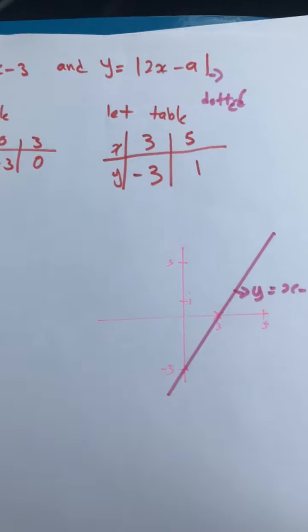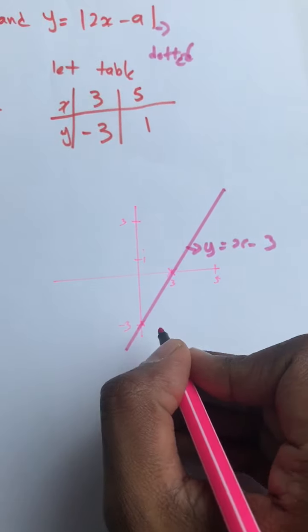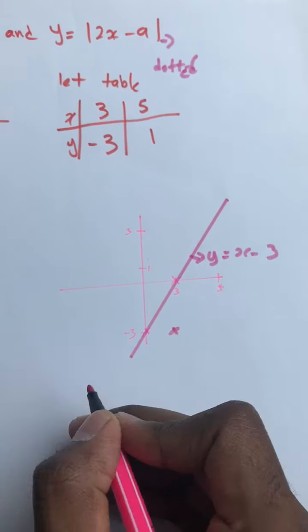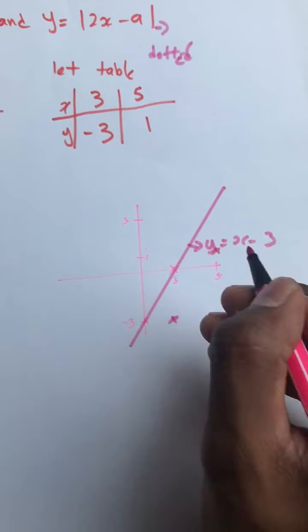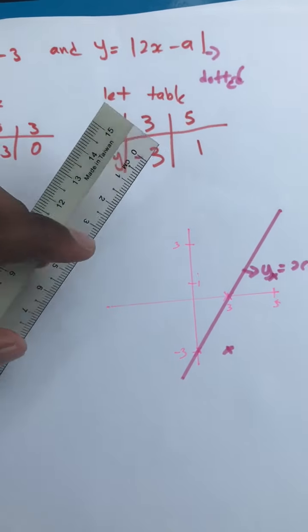When my x is 3, my y is -3, so I can expect my point somewhere here. When my x is 5, y is 1, so I can expect my point somewhere here. So I'm going to draw this with dotted lines. Just give me a second, I'll draw this very quickly. Wait, I couldn't find my pen. There you go. I'm going to extend it down a bit, so we will draw this. For modulus only, you must take note, otherwise it will be wrong.